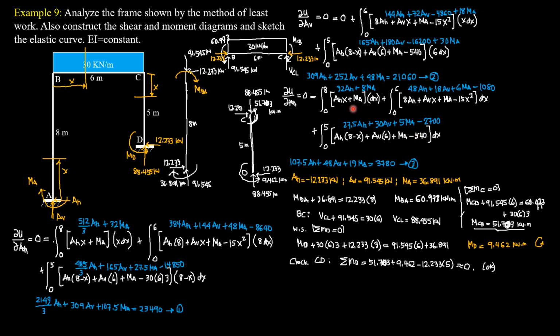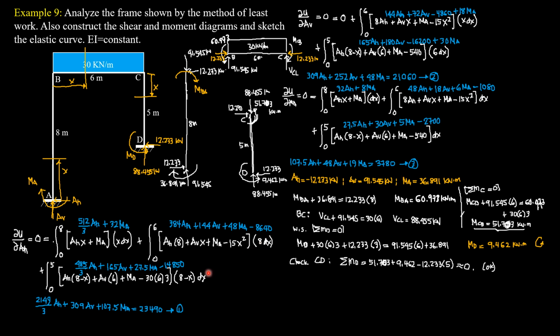So the value of the first integral is 32 AH plus 8 MA. For the next integral, we have 48 AH, 18 AV plus 6 MA, and minus 1,080. For the last integral, 27.5 AH plus 30 AV plus 5 MA, and minus 2,700. Combining like terms, then we have 107.5 AH plus 48 AV, then plus 19 MA equals 3,780.